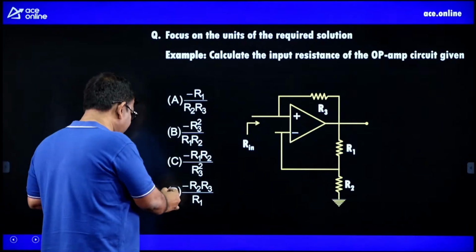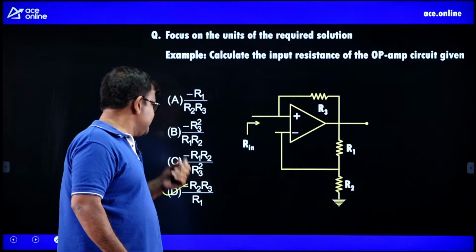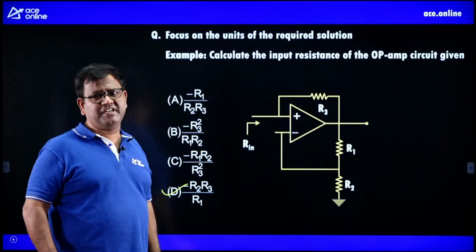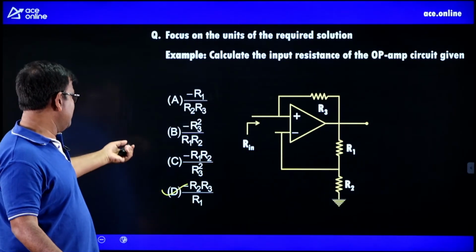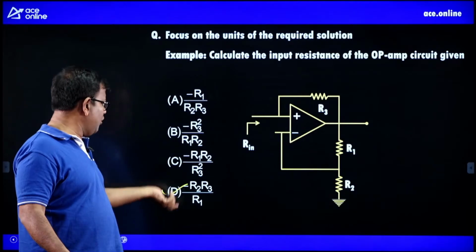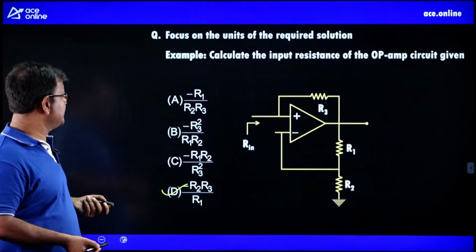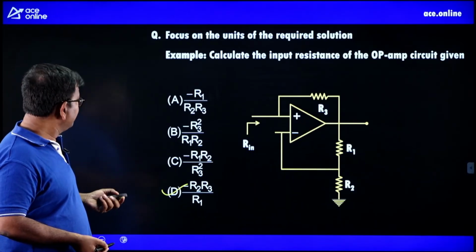So even without solving, for the GATE problem, you can simply say this is the option, right? I mean, we can solve it here, connecting a test voltage and finding a current. And maybe, since there is a negative sign in all the options, this circuit simulates some negative resistance, right? It could be a gyrator. Okay.